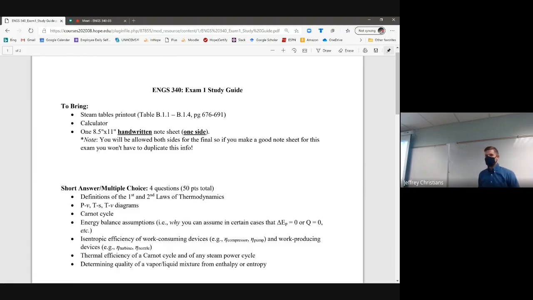It's part of it. It's an important part of it because, as I said, it will be part of your engineering careers, reading charts and tables and graphs and being able to figure out values from those.